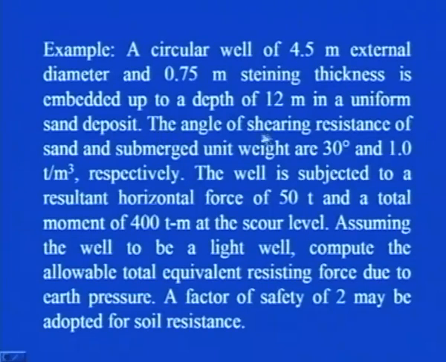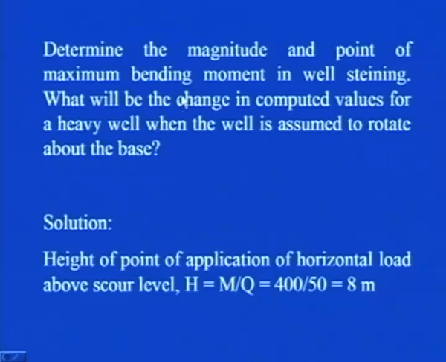Further, it says that the angle of shearing resistance of the sand and the submerged unit weight are 30 degree and 1 ton per meter cube respectively. The well is subjected to a resultant horizontal force of 50 tonnes and a total moment of 400 ton meter at the scour level. So, here the horizontal force as well as the moment are both acting on the well. Assuming the well to be a light well, compute the allowable total equivalent resistance force due to earth pressure, and a factor of safety of 2 may be adopted for soil resistance. Further, determine the magnitude and point of maximum bending moment in the well steining.